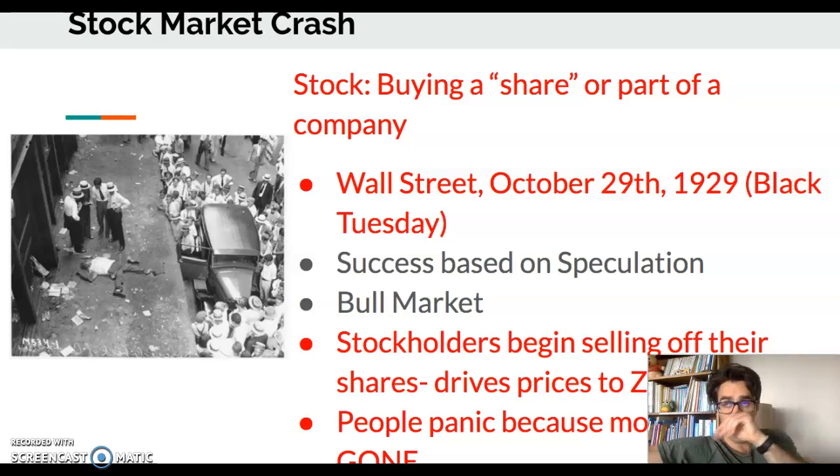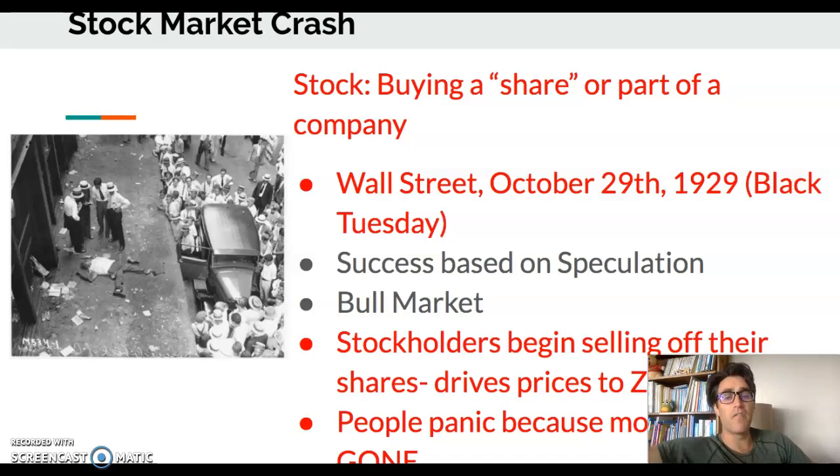And in Wall Street, which is the epicenter for the stock market for the United States, that's where the New York Stock Exchange is, which is one of the biggest in the world. On October 29th, 1929, which is also known as Black Tuesday, the stock market crashed.